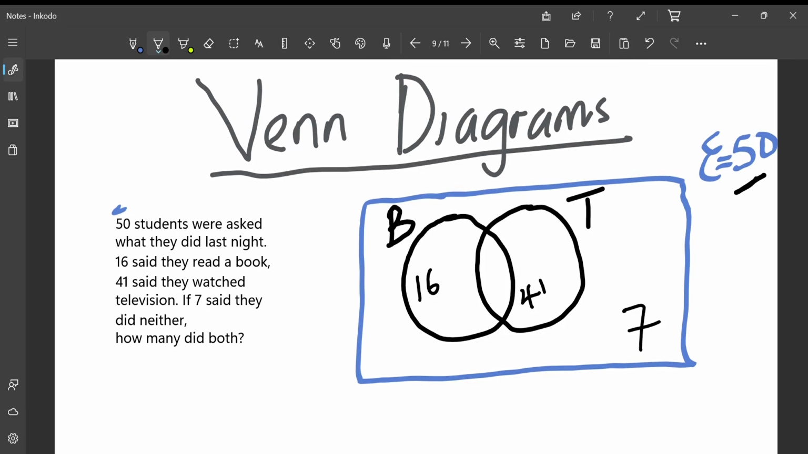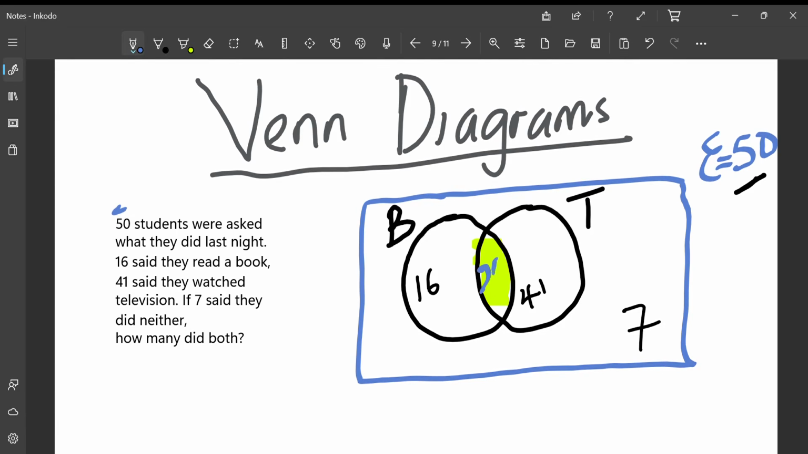The question has said, how many people did both? In other words, how many students watch both television and then read book? Where do you think in my Venn diagram I should place them? If you said this area, you are correct. The area where the book and the TV overlaps shows the area where they did both things. So this is what I'm looking for.